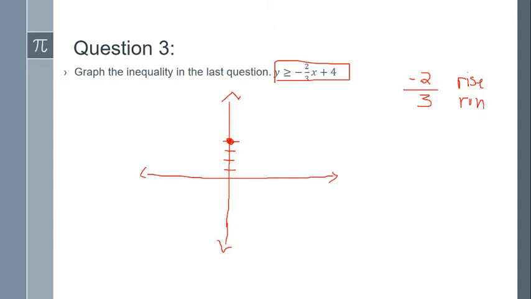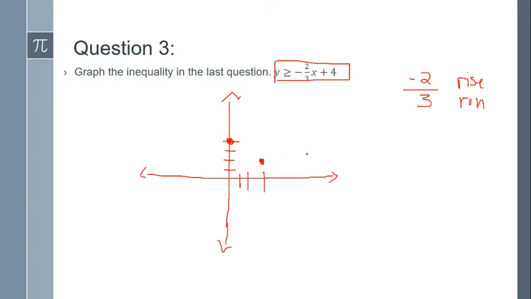So it means to get from one point to another, since this is a negative on the rise, I should go down 2. And this is a positive on the run, so it means go to the right 3. So to graph this one, I would start from one point and go down 2 and to the right 3 and put another point.